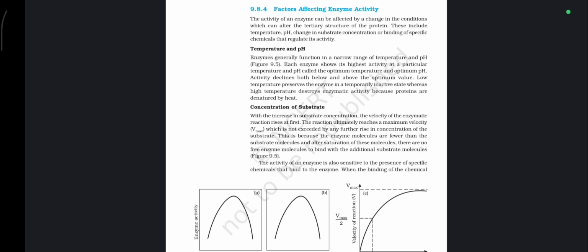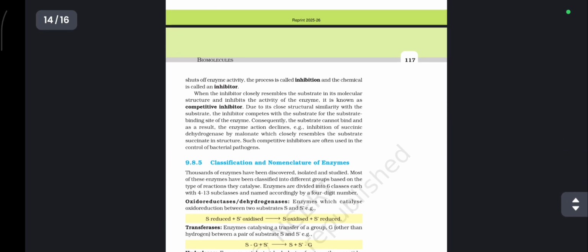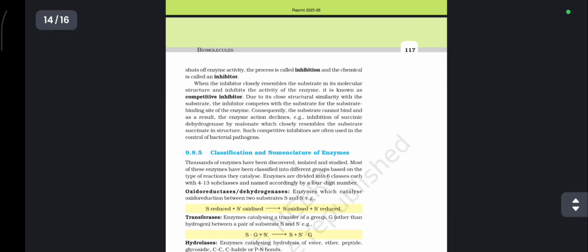Figure 9.5. The activity of an enzyme is also sensitive to the presence of specific chemicals that bind to the enzyme. When the binding of the chemical shuts off enzyme activity, the process is called inhibition and the chemical is called an inhibitor. When the inhibitor closely resembles the substrate in its molecular structure and inhibits the activity of the enzyme, it is known as a competitive inhibitor. Due to its close structural similarity with the substrate, the inhibitor competes with the substrate for the substrate binding site of the enzyme.